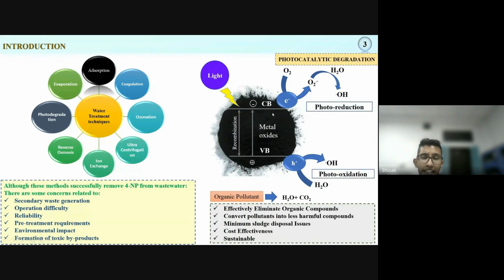This photocatalytic degradation takes place in the presence of light, where the semiconductor material absorbs the light and an electron is promoted from the valence band to the conduction band, thereby creating an electron in the conduction band and a positive hole in the valence band. And this electron behaves as a reductant, which is the phenomenon of photoreduction, and the positive hole acts as an oxidant, which is the phenomenon of photooxidation.